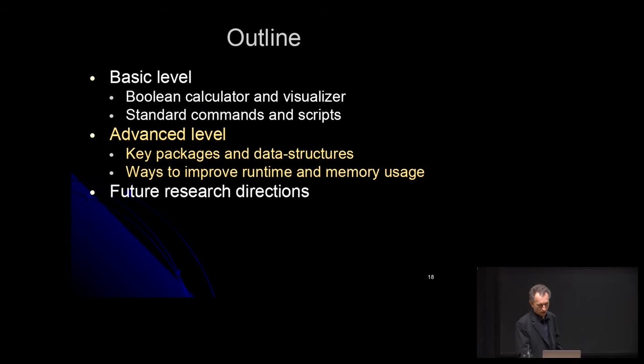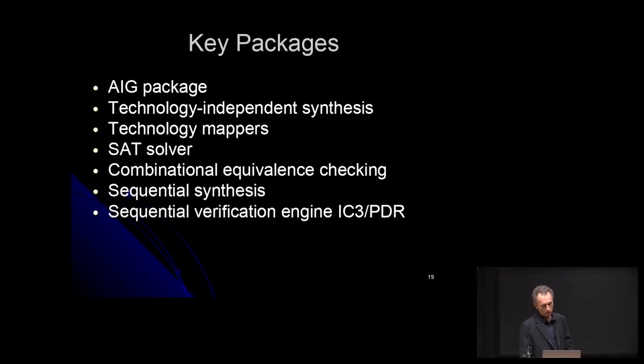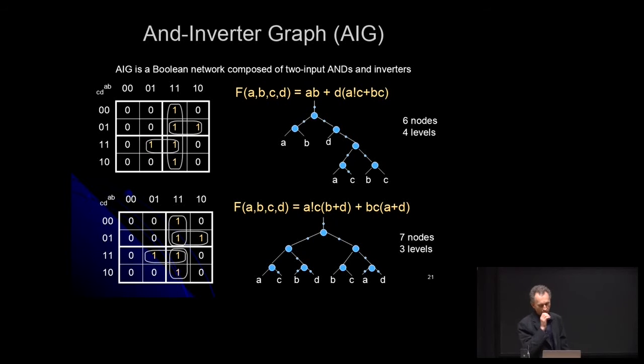So in terms of advanced features, I don't have much to cover. I'll just mention an AIG package. So basically, AIG is this very handy data structure which we use. And here I show two. The same function can be represented by multiple AIGs. The top one has 6 nodes, 4 levels. The bottom one has 7 nodes, 3 levels. And they're functionally equivalent, but we don't know which one to use.